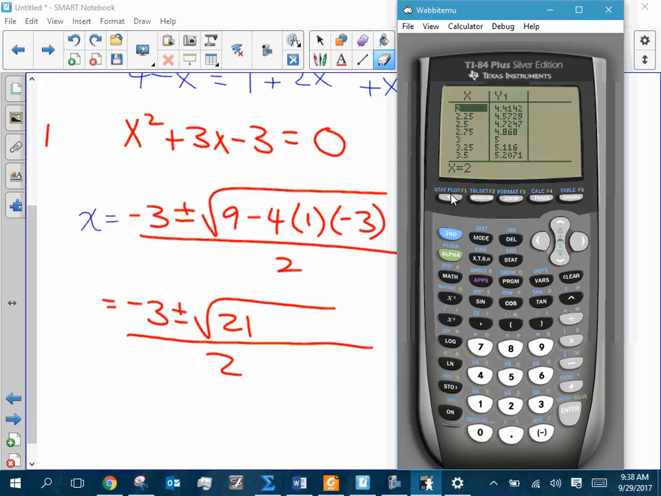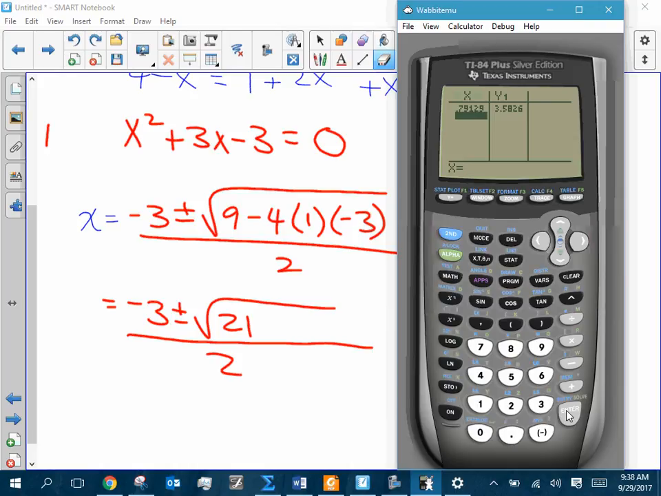So the best thing to do, I always leave my table set, my independent variable, on Ask, because now it gets me back to this, and now I can tell it which x values to look at. I'm going to plug in -3 plus square root of 21 over 2. Hit enter. And it did not give me 0 back, right?